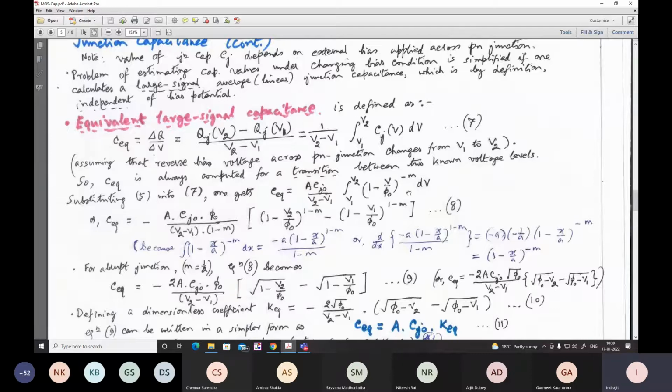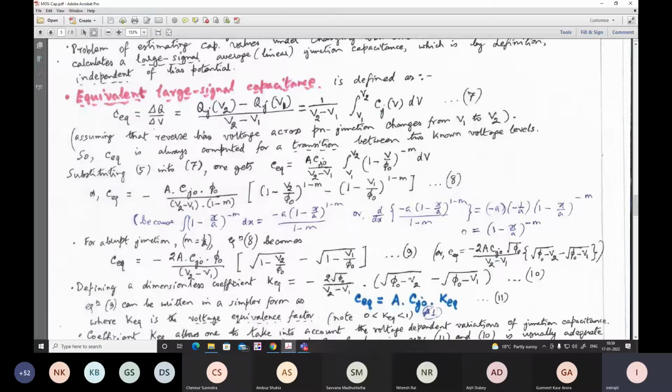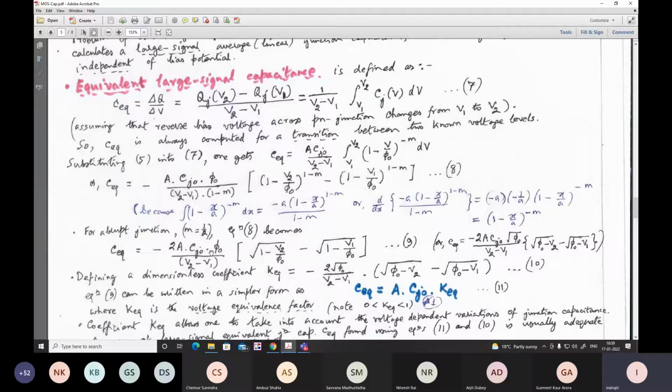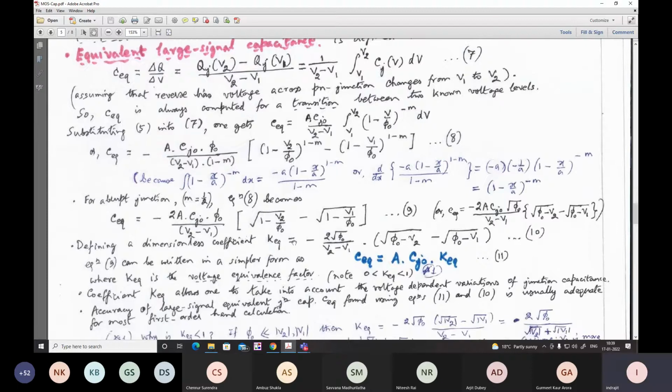So taking the generalized view of the equivalent large signal capacitance, I have shown it in this manner and also explained why it should be like that. The integrand is (1 minus x over phi 0) to the power minus m, and if you do it, you get it like this. Now for an abrupt PN junction, m equals 1 by 2. Then we get this expression for the large signal equivalent capacitance. Note that here V1 is the initial reverse voltage, V2 is the final terminal reverse voltage, A is the cross section, CJ0 is the zero bias capacitance per unit area, and phi 0 is the built-in potential.